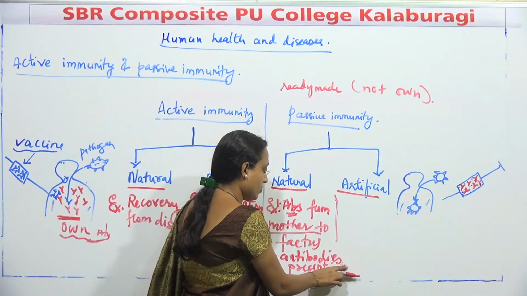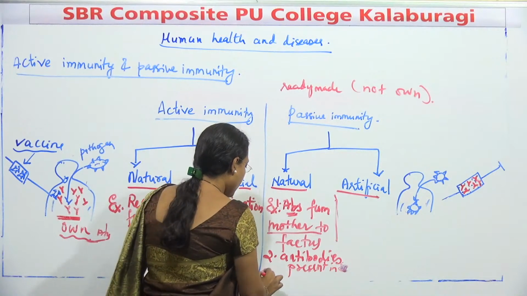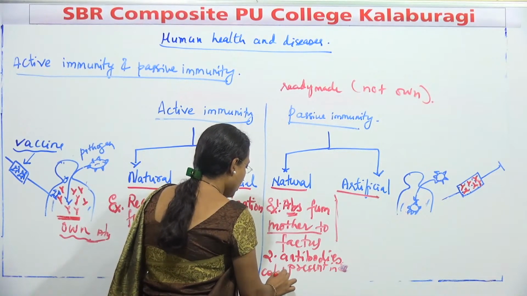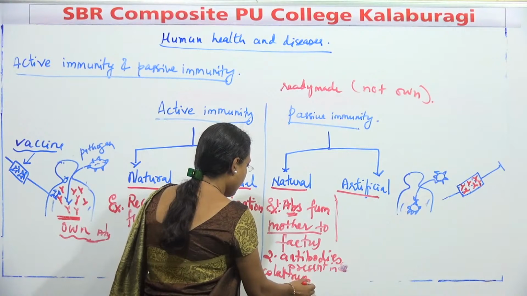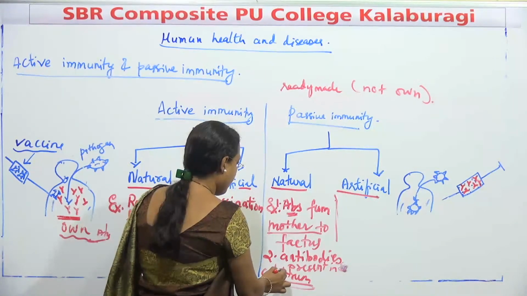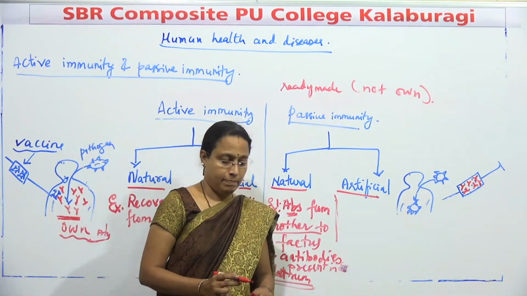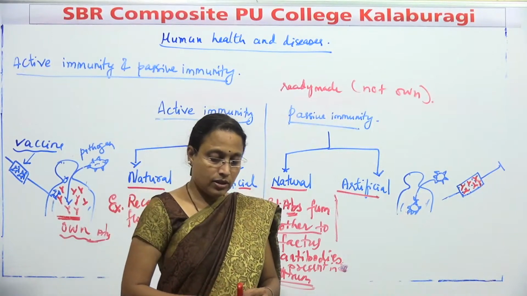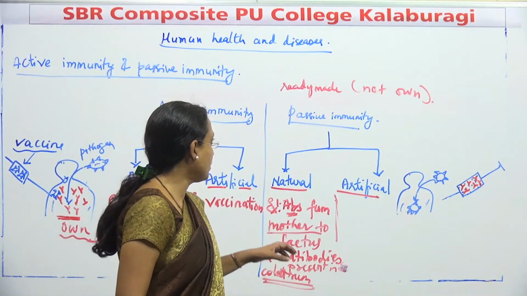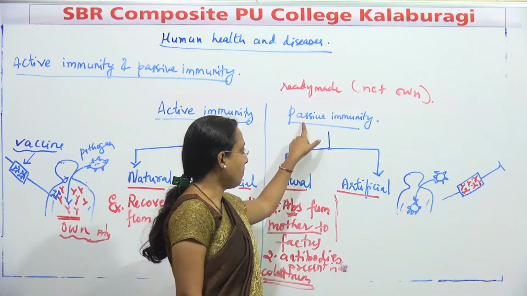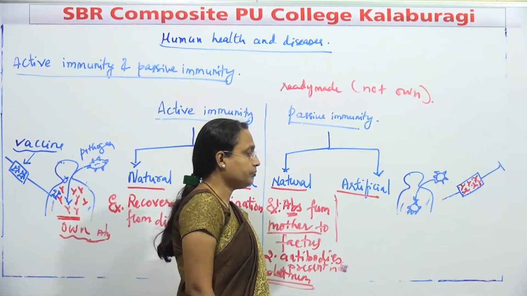Present in colostrum. Okay, so this is the examples of natural passive immunity.